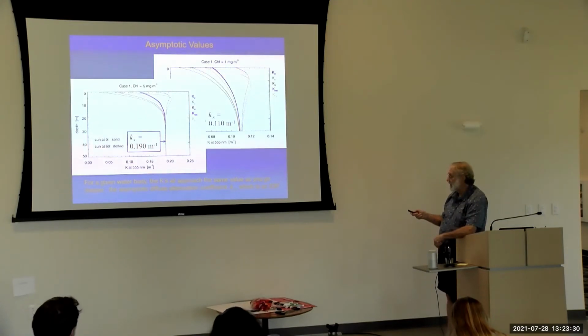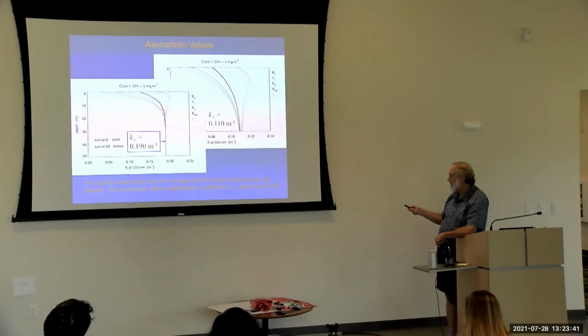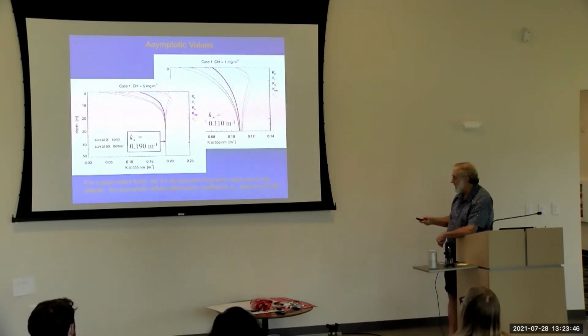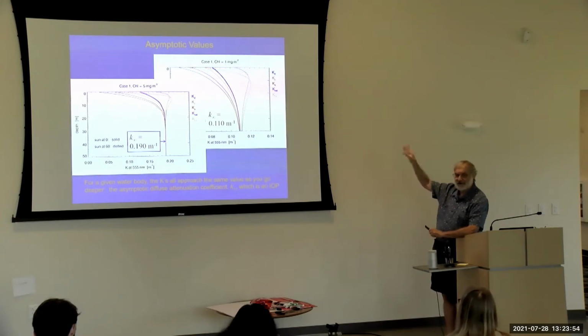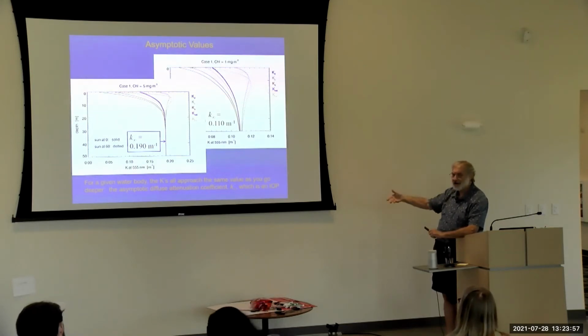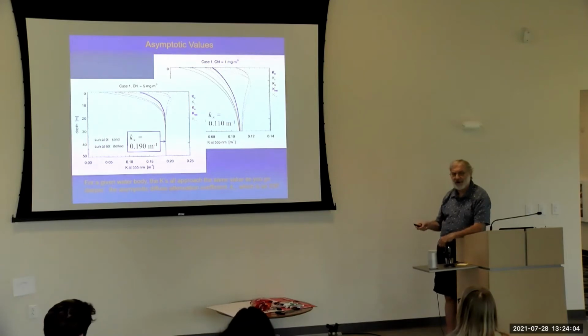So here you're seeing big differences in the K functions at the surface, but they all went to, in this case, 0.19 per meter down here. And in this case, different chlorophyll, they went to 0.11 per meter as you go to depth. So that's just a feature of how all AOPs work. If it's deep enough, you forget the surface boundary conditions, and they actually do become IOPs. But of course, unfortunately, we're usually interested in what's going on here near the surface, and that complicates your life.